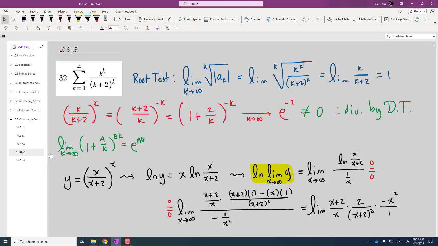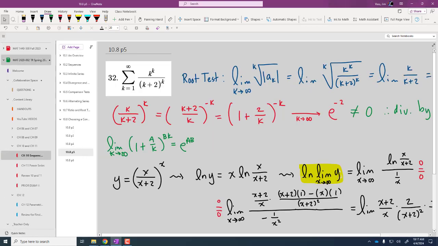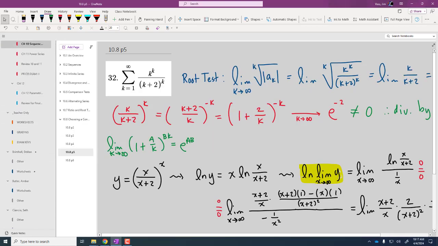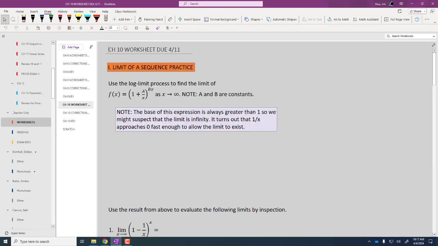All right, so the worksheet is due soon, 1 week, in 1 week from today. And that is the first question right there. Do the log limit process to show that that's e to the ab.